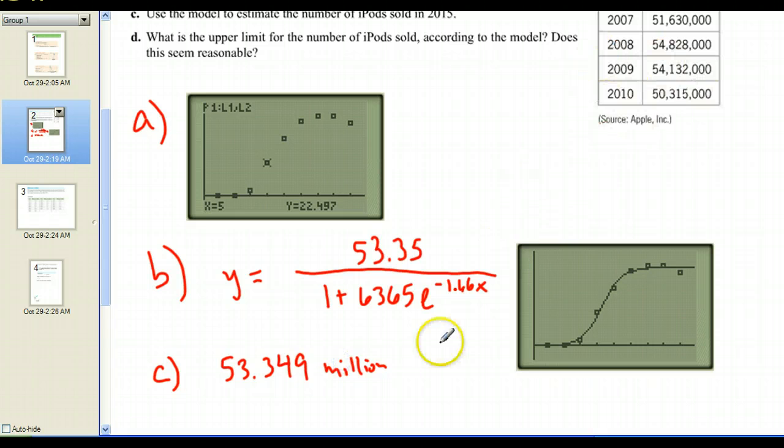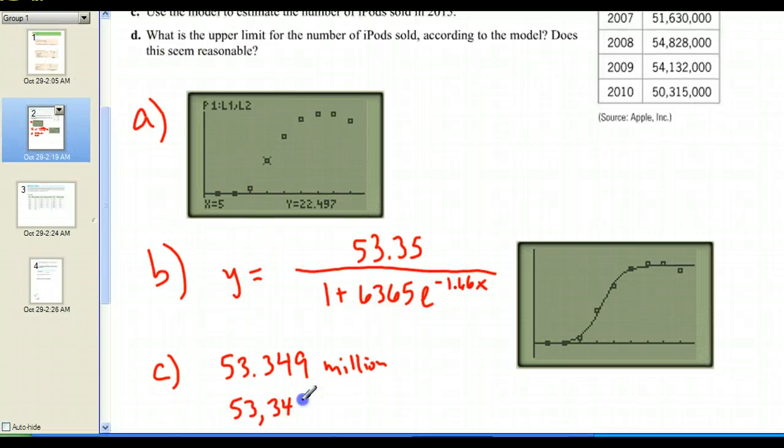Or using the notation we had up here, that would be 53,349,000... 9,000 iPods.